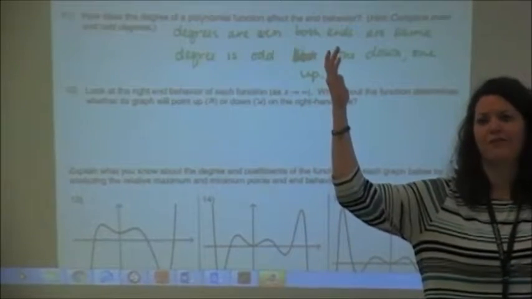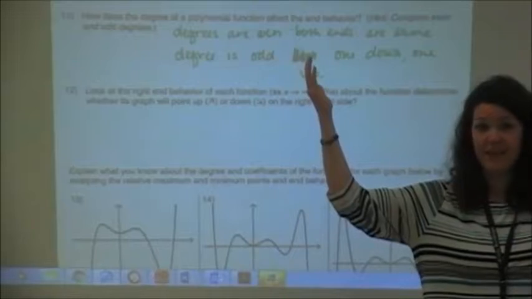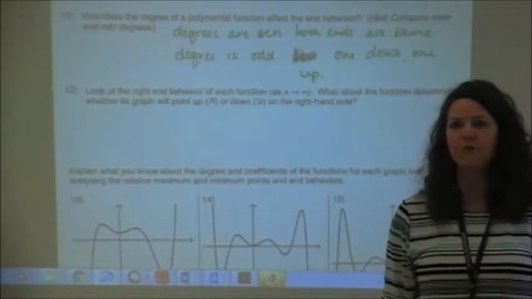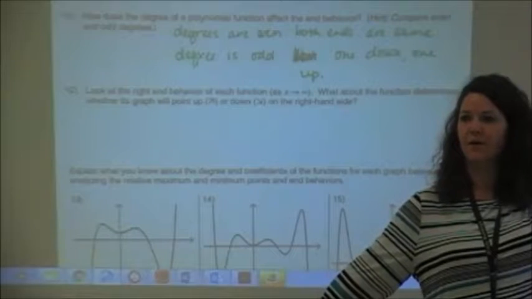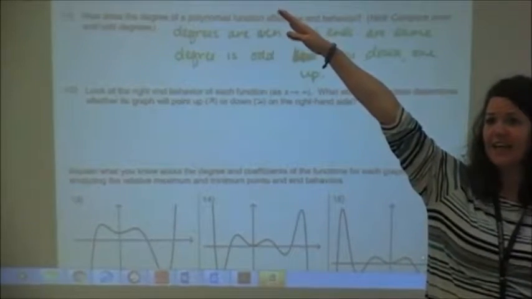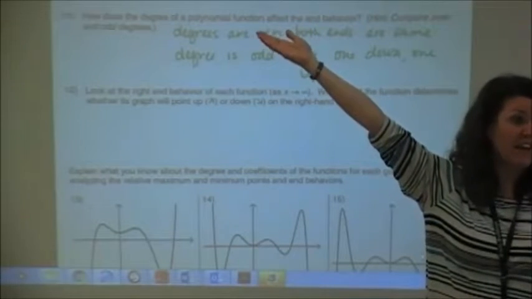When does it point down? When it's negative. That's it. If the lead coefficient is negative, it goes this way. Think about the linear parent function. It goes like this. What would make it switch and go like this? Yeah, negative. If you make it negative.